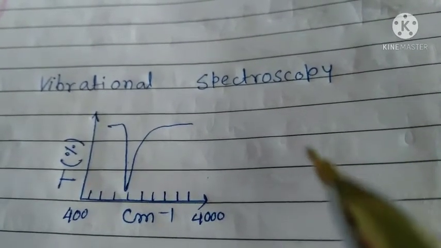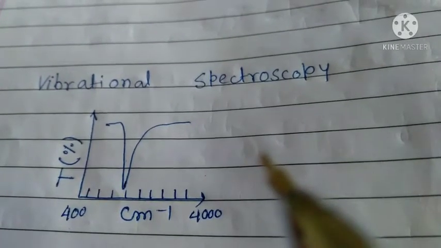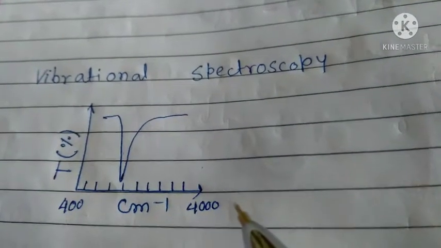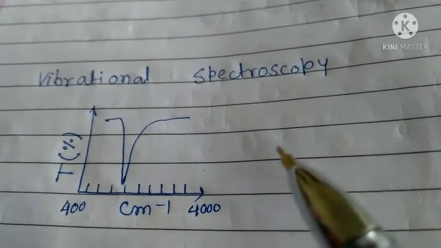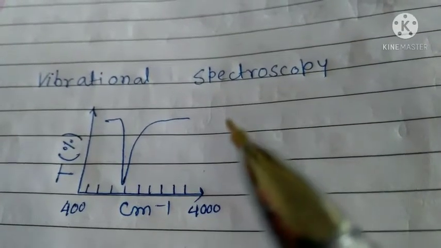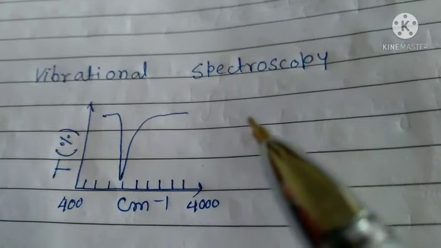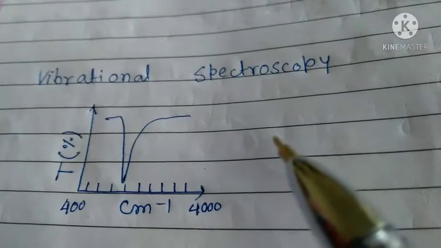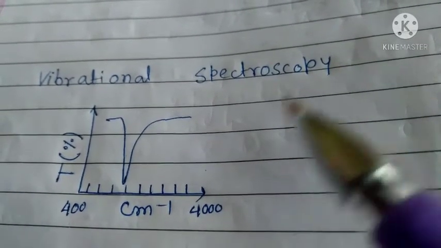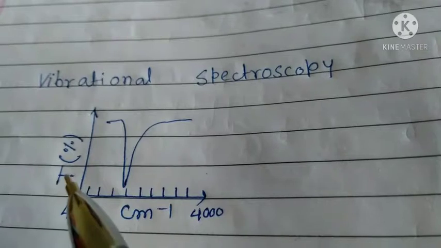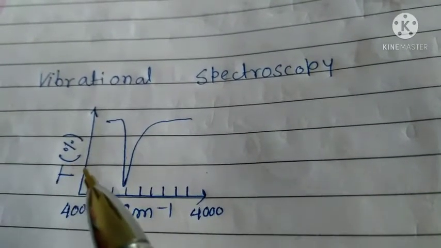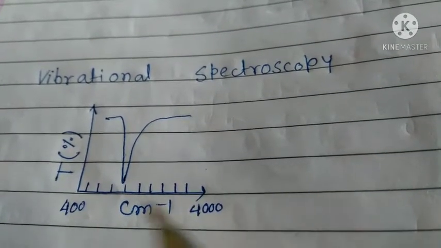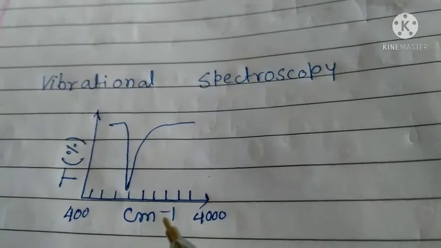So, when a molecule interacts with light having a frequency range from 400 to 4000 centimeter inverse, a transition happens between its vibrational energy levels. Due to this we get the corresponding spectrum of the molecule, and the spectrum we generally get is the transmittance of the light as a function of wave number, or energy in centimeter inverse.